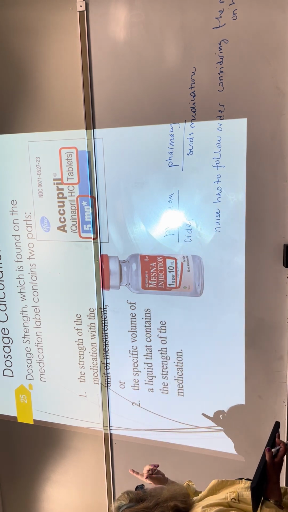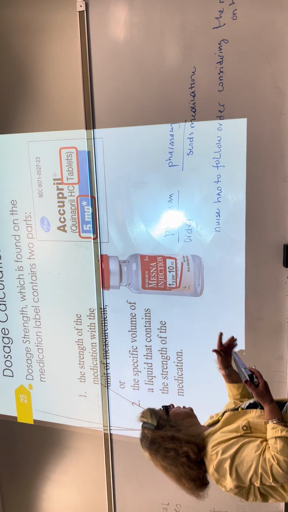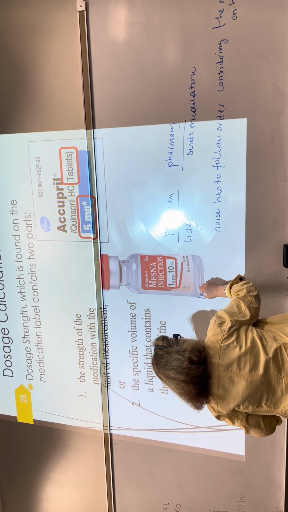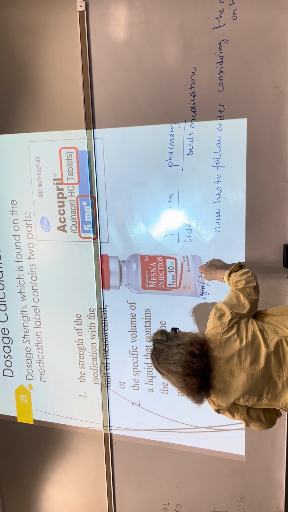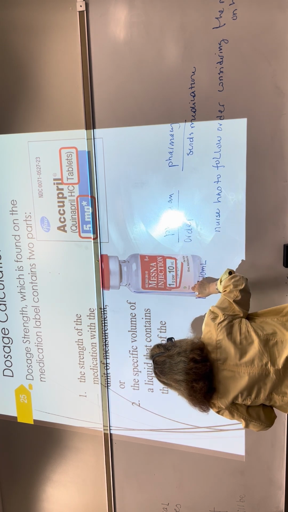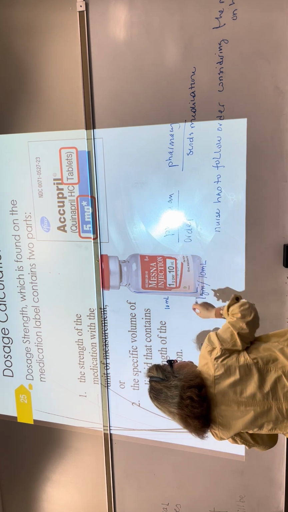All right, so the dosage strength, which is found on the medication label, contains two parts: the strength of the medication with the unit of measurement, and the specific volume of the liquid that contains the strength. So these are what you have in hand. Here, Mesna injection, 1 gram per 10 milliliter. The whole thing is 10 milliliter. So in the whole thing there is 1 gram of this medication.